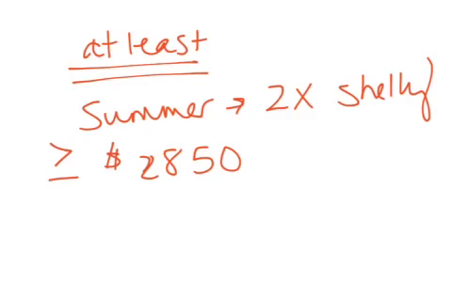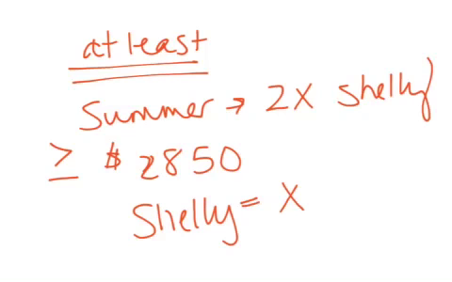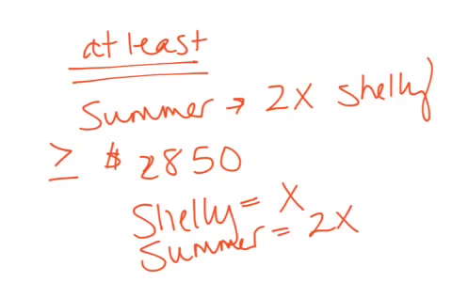Summer saved twice as much as Shelley, and together they need at least $2,850. What are they asking for? How much does Summer need to save? So the scenario asks for how much Summer needs to save. And we're going to use the unknown variable as Shelley. So we could do Shelley would be X. Summer would be 2 times X. But the question wants to know how much Summer needs. So we have to make sure we would be answering how much Summer needs.